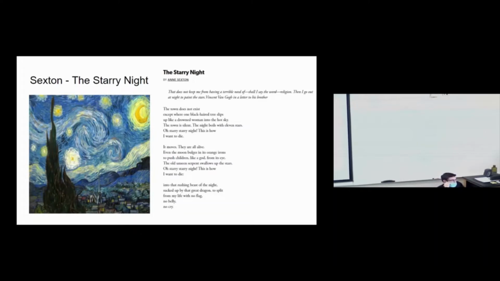It moves, they are all alive. Even the moon bulges in its orange irons to push children like a god from its eye. The old unseen serpent swallows up the stars. Oh, starry, starry night, this is how I want to die.